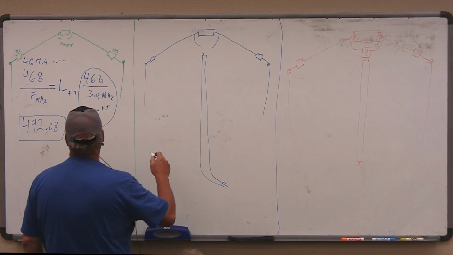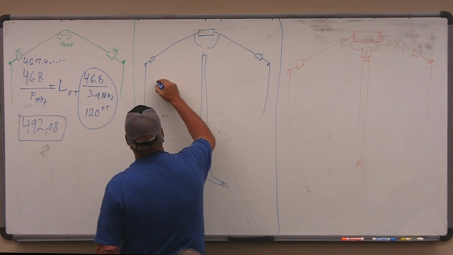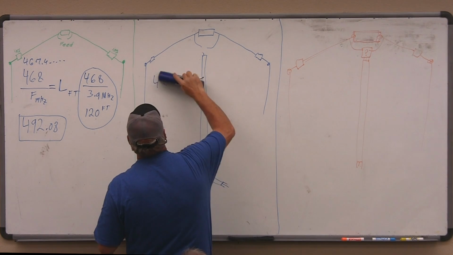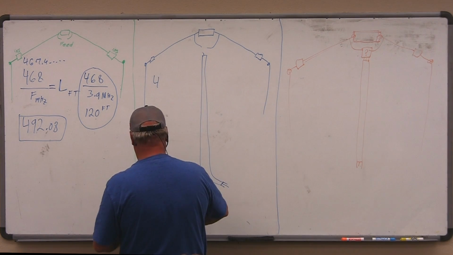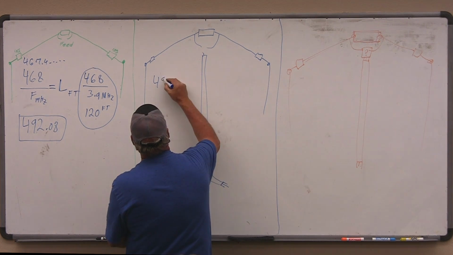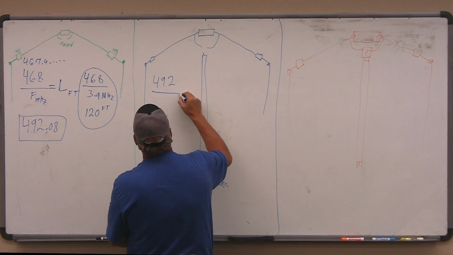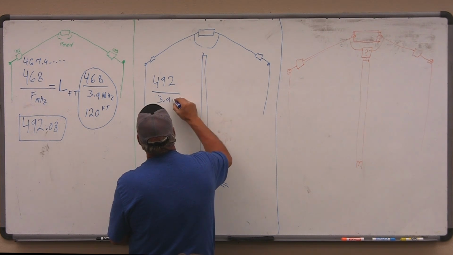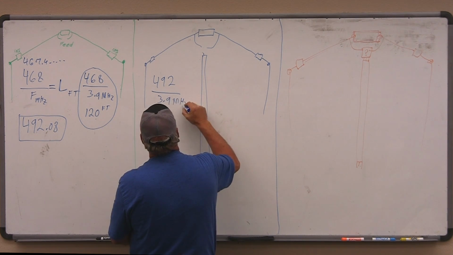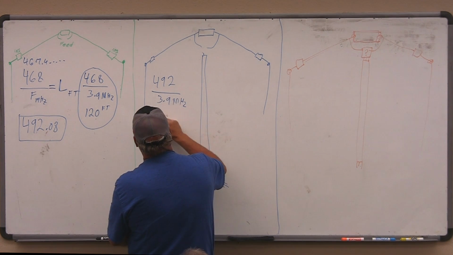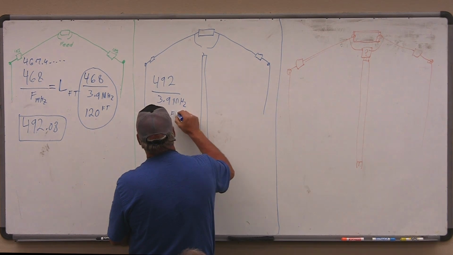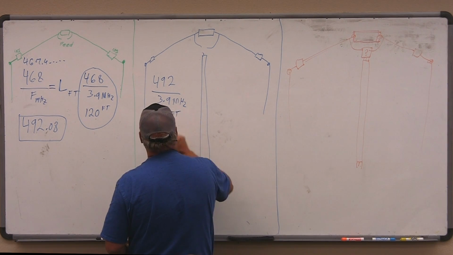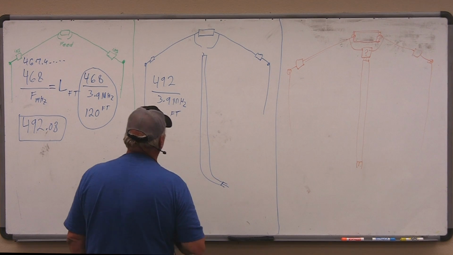So we're going to take that 492, and I need somebody with a calculator to just keep doing the numbers for me. So we're going to take 492 and divide it by 3.9 megahertz. 126 feet. For the speed of light. Now the next step, this is where I got a lot of questions.